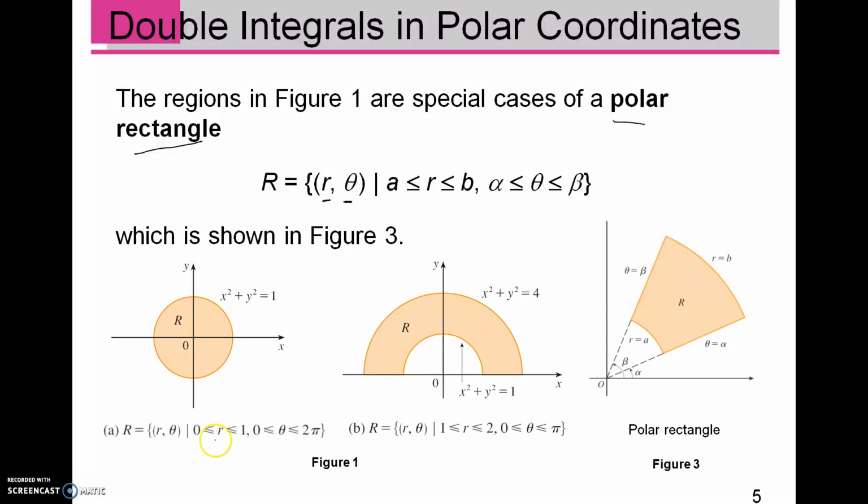So here, the circle with radius 1 goes from 0 to 1 for r, and theta is obviously going to go from 0 to 2 pi. In this particular region here, we've got a circle with radius 1 and a circle with radius 4, but we're just looking at that half washer. So r goes from 1 to 2 and theta from 0 to pi.